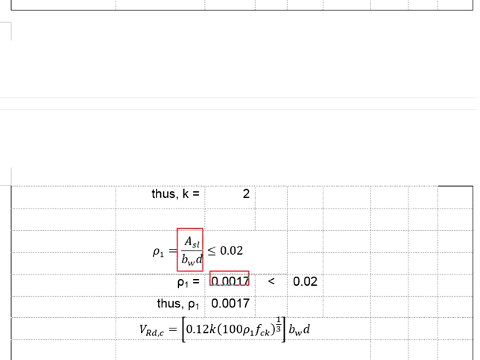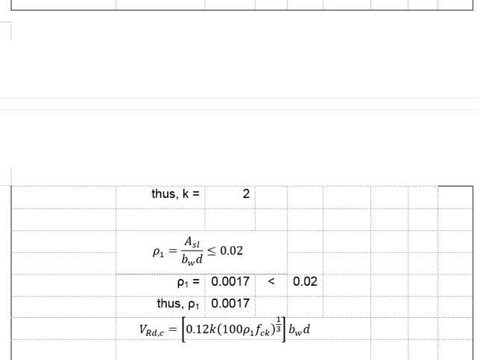Substitute the values, you get 0.0017. The rho 1 here cannot be more than 0.02. In other words, if the amount of reinforcement is more than 2% of its cross-sectional area, we will assume that the amount of reinforcement equals 2% only. The excess of the reinforcement will be assumed not contributing to the shear resistance.